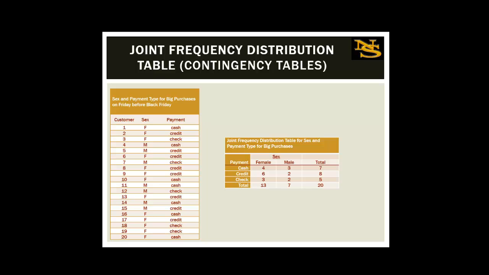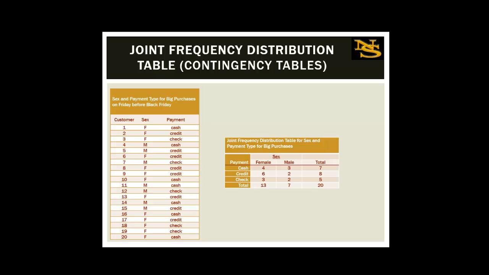It is much easier to detect the trends in your data if you put it into a joint frequency distribution table. So you can see that we have broken up the groups of interest, females versus males, and then we count how many of each group have the different types of payment method. So we've got our groups of interest along the columns, and then the different types of payment along the rows.